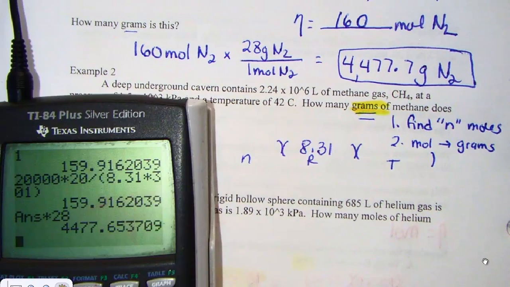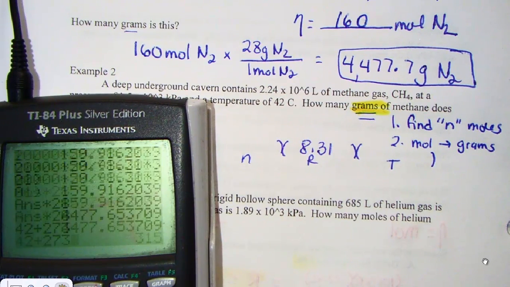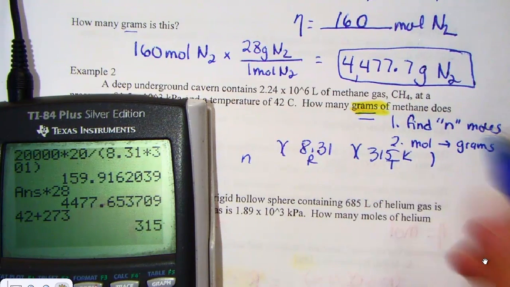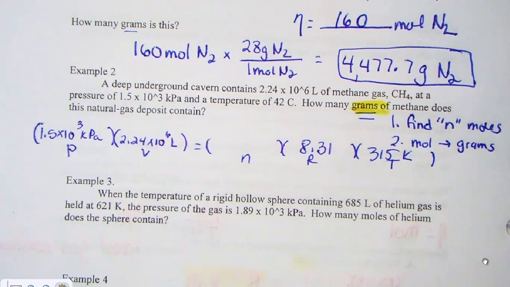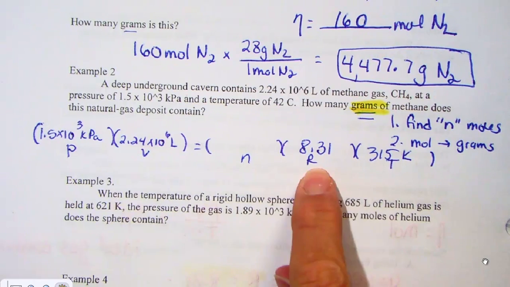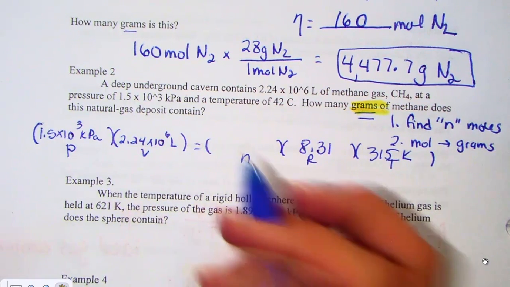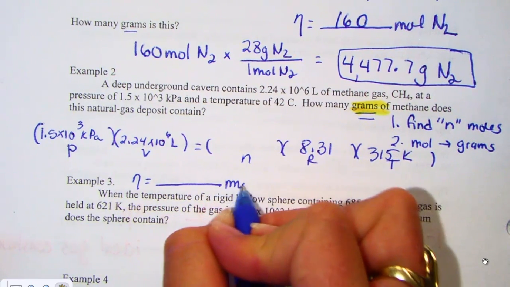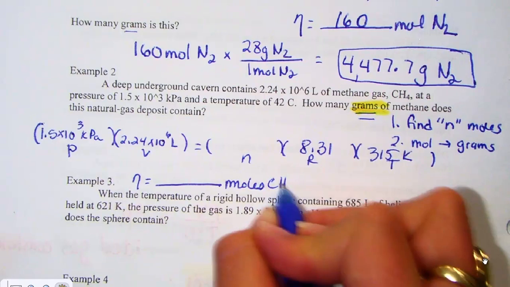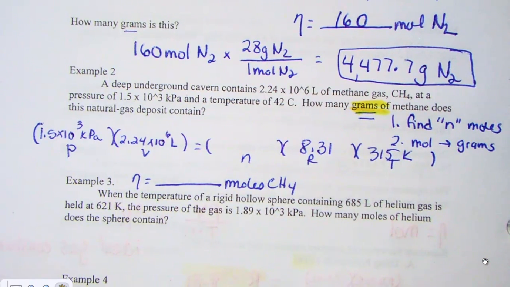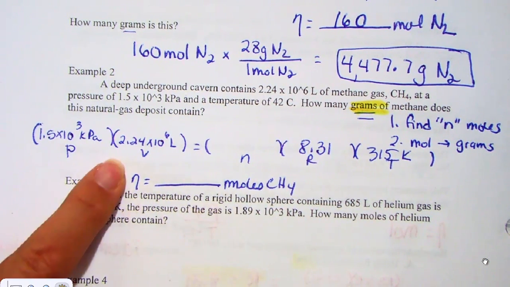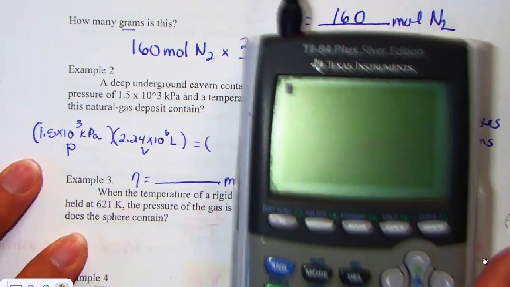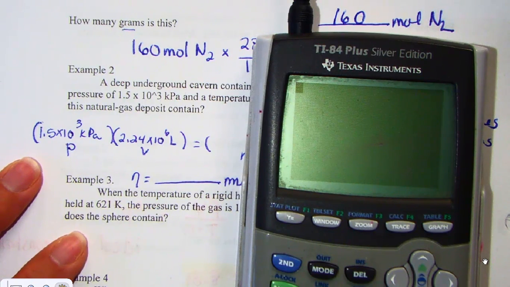Temperature within this cave is 42 Celsius, so before I can put that into the equation, we convert it to Kelvin, 315 Kelvin units. We know pressure, volume, the gas constant R, and the Kelvin temperature. We're going to be able to solve for N, which is moles of methane. PV divided by RT will pull out N. A little algebra for the missing variable. Stick with me.